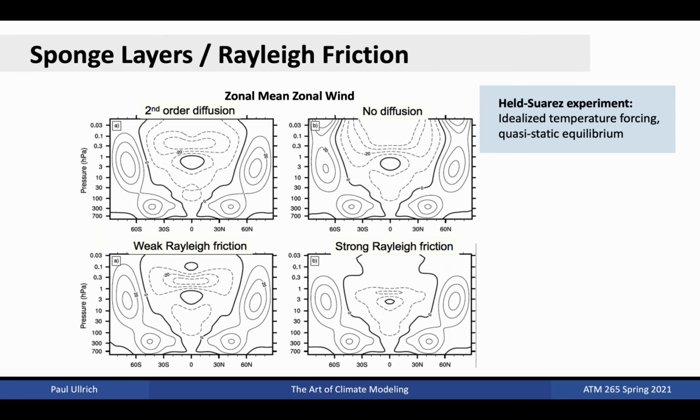Sponge layers and Rayleigh friction can have substantial impact on the characteristics of the simulation, particularly in the upper atmosphere near the model top. These four plots show zonal mean zonal wind from a Held-Suarez experiment, that is, a climate simulation with only idealized temperature forcing conducted over a sufficiently long period to obtain climatological statistics. In general, the stronger the diffusion applied, the lower the upper level winds. Fortunately, as long as these sponge layers are present far above the troposphere, the effect on lower level flow is minimal.